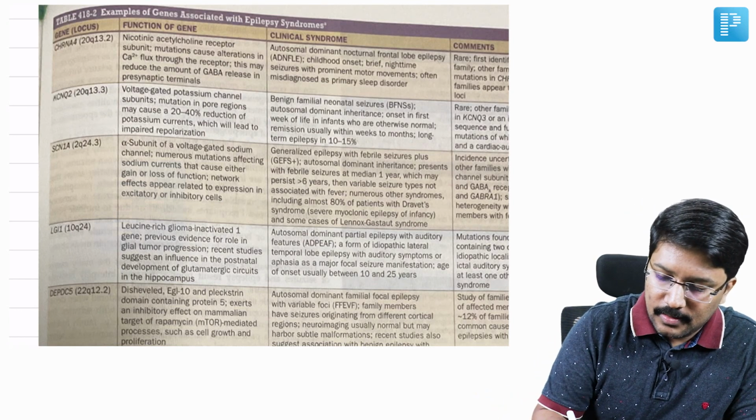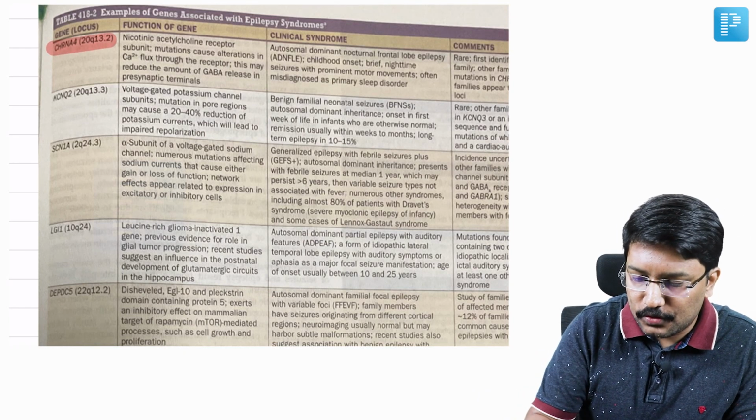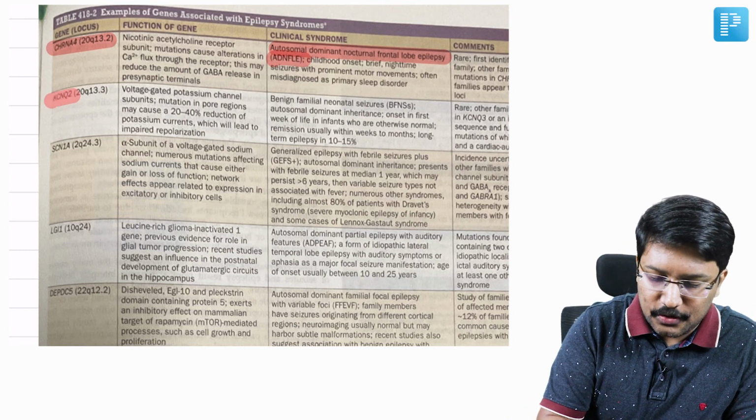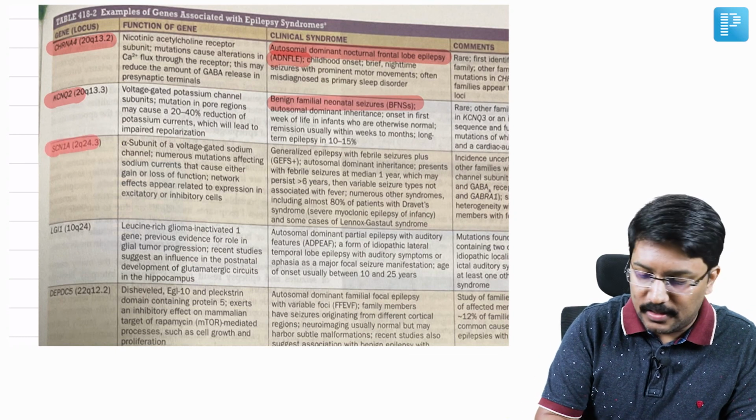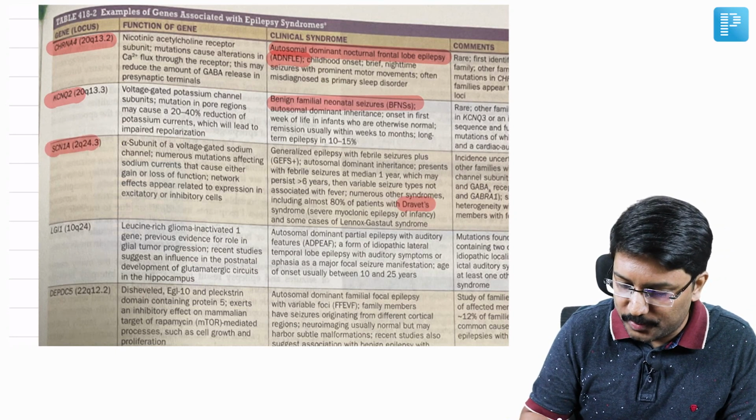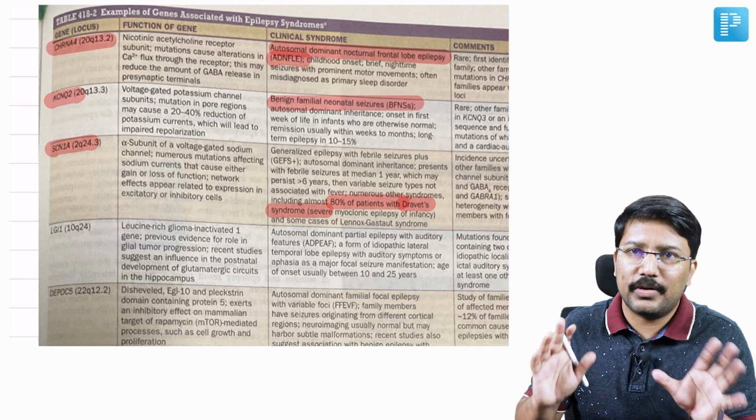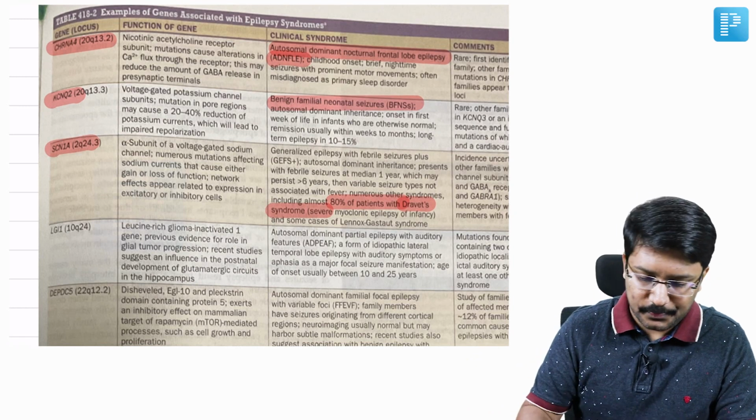For example, CHRNA4: autosomal dominant nocturnal frontal lobe epilepsy. Similarly, KCNQ2: benign familial neonatal seizures. SCN1A, he clearly mentions the Dravet syndrome, its association with this mutation. So if you are thorough with this table, then you could have easily answered the previous question at least.